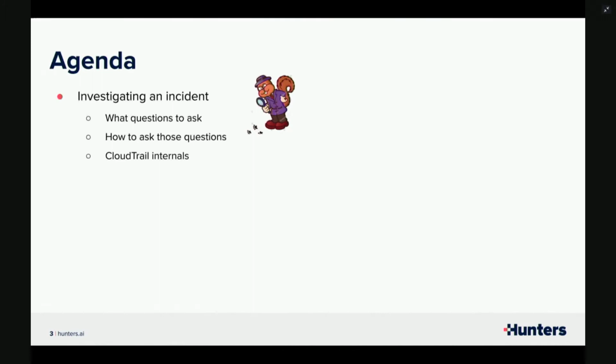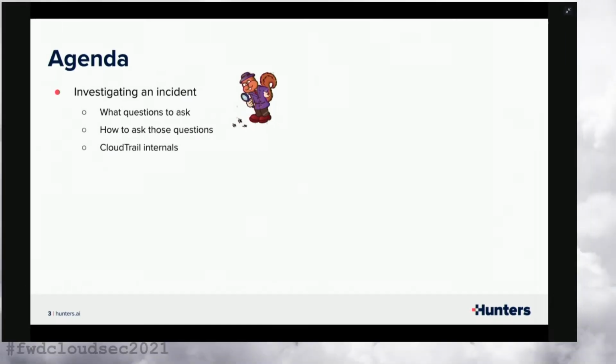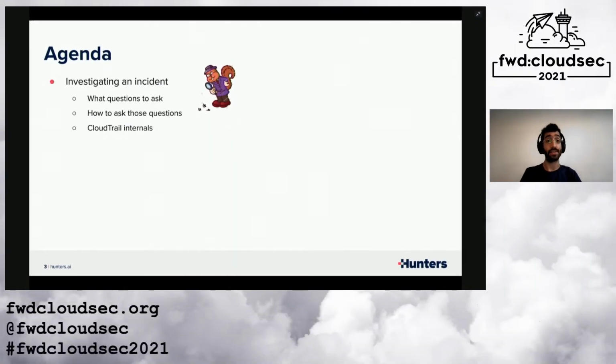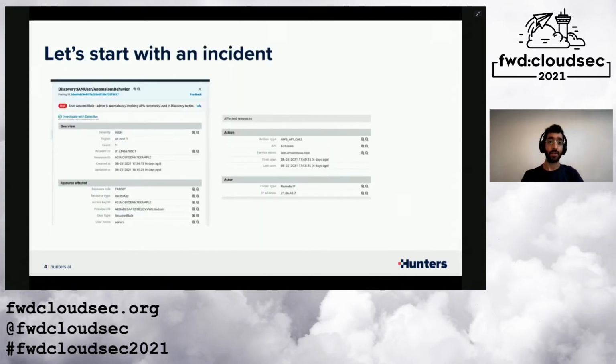What we're going to talk about today is mainly how to investigate a CloudTrail and AWS security incident. We'll talk about which questions you should ask, how to ask those questions, and some CloudTrail internals that help answering those questions. And in the end, we'll also touch on a few interesting examples of how CloudTrail can be very complex, but if you know it well, how it can help you in your work. So let's start with an incident.